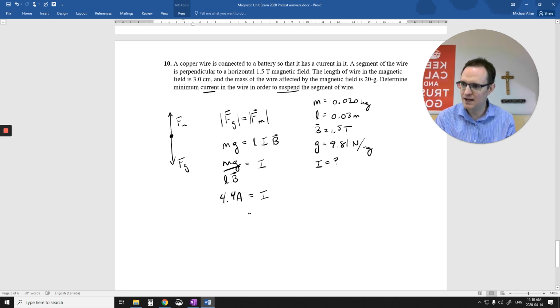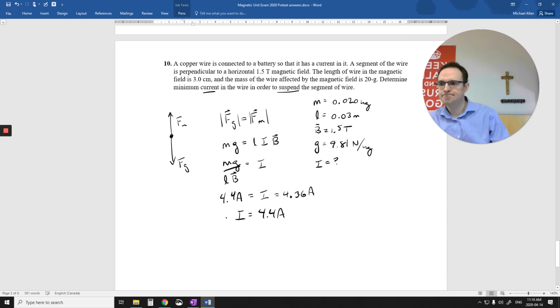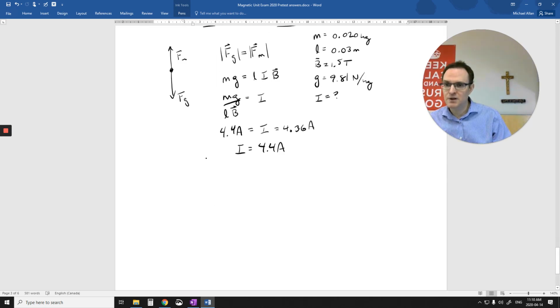Remember, current is measured in amperes, coulombs per second. It's actually, if you want to think of a more exact answer, 4.36 amperes. My 3 sig dig answer, but because we want 2 sig digs, my current is 4.4 amperes. There you go. Looking pretty good. Hopefully you guys did pretty well on that one.